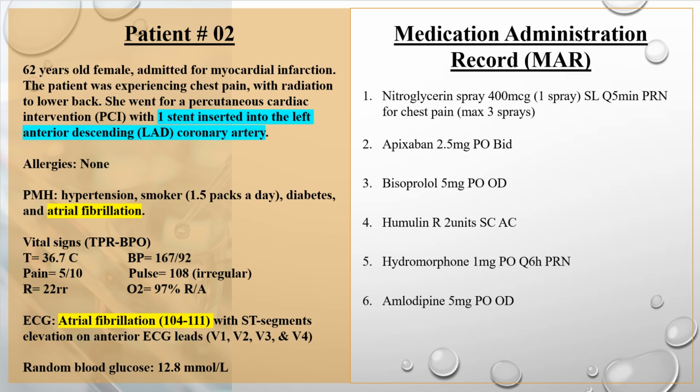Excellent. Next one. Which medication is going to have a primary effect to treat atrial fibrillation? And you can see here on the ECG, atrial fibrillation at a rate of 104 to 111. But it's also going to be used as a secondary preventative method for the stent that the patient got in the left anterior descending coronary artery. You can pause the video and I'll show you the answer shortly.